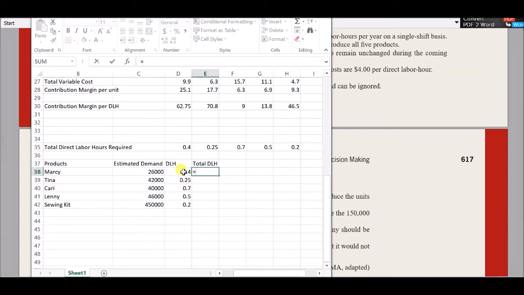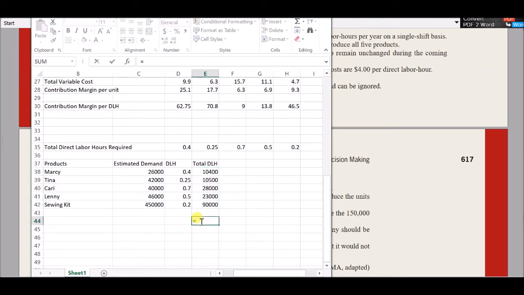We can just multiply these two columns, and this will give us the number of hours required for each product. So Mercy required 10,400 direct labor hours. Similarly, Tina required 10,500, 25, 28,000, 23,000, and 90,000.